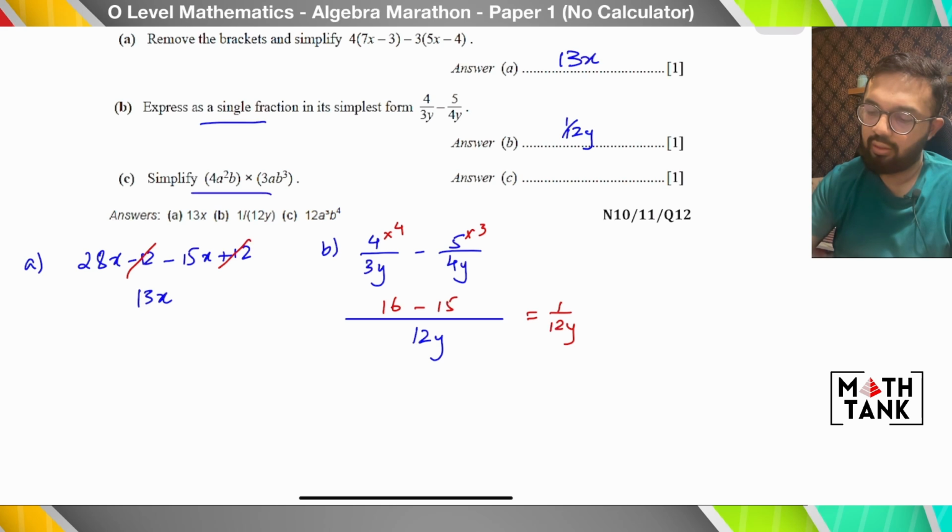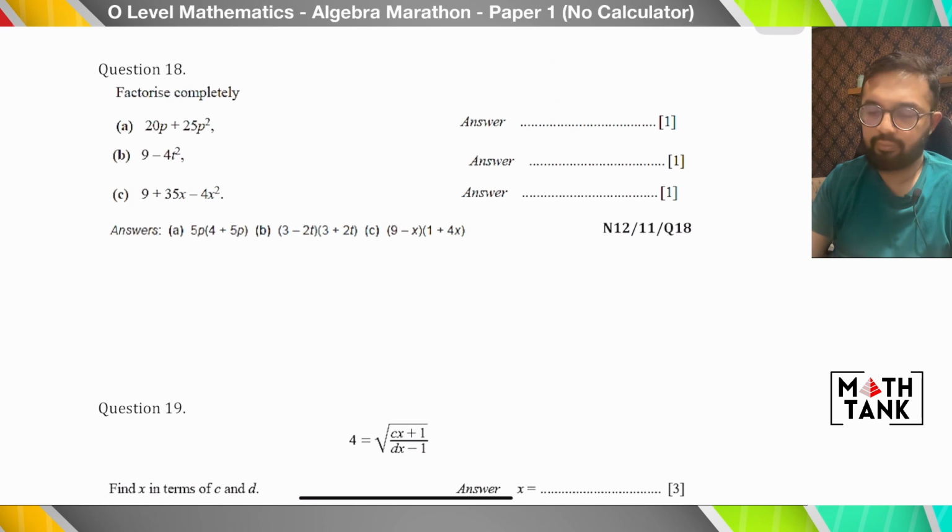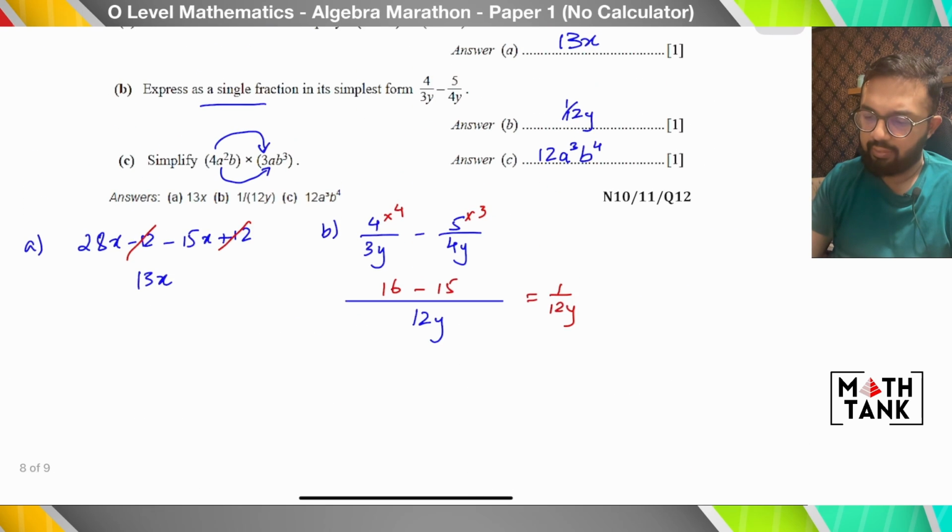Okay. Then I think multiplication is simple. You multiply the numbers with the numbers. So 12, you multiply 8 with a, so a squared into a is a cube, and b into b cube is b power 4. Okay, and that was it about this question.